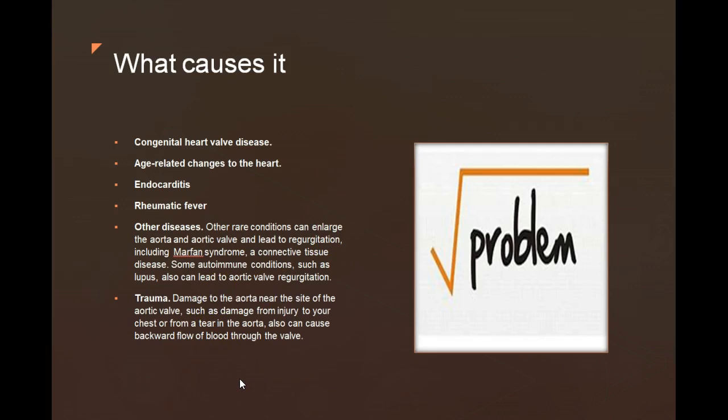And trauma: damage to the aorta near the site of the aortic valve, such as damage from injury to your chest or from a tear in the aorta. This can also cause backward flow of blood through the valve.